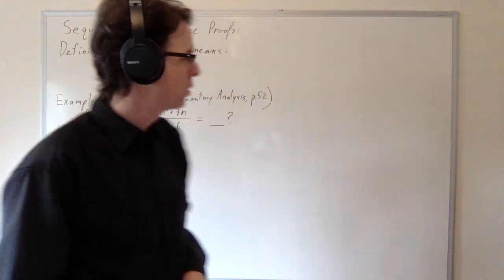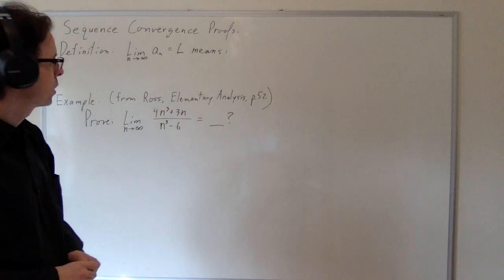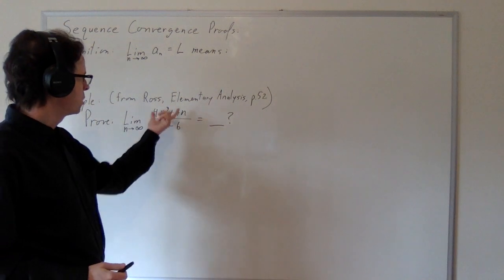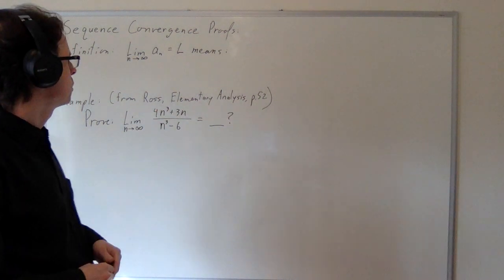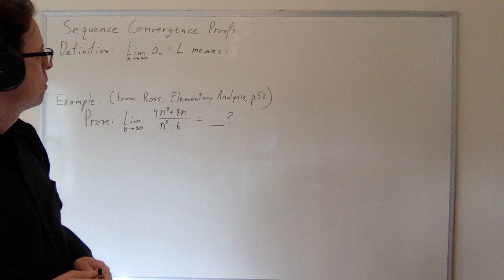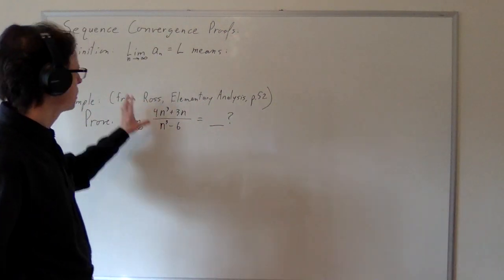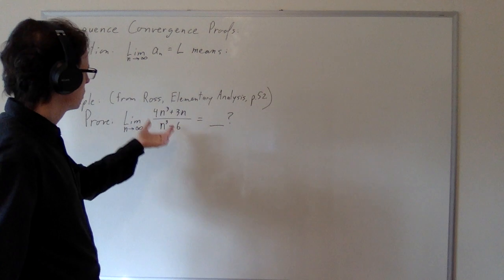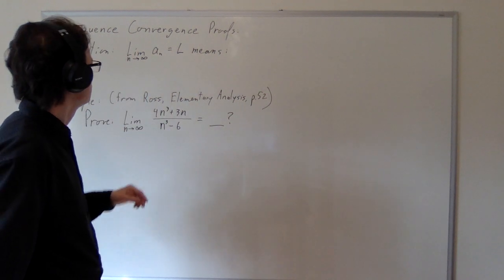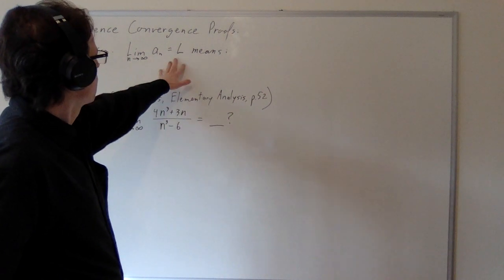How do we prove that a sequence converges to a given value? Today we're going to do a sequence convergence proof for this example, which appears in Ross's Elementary Analysis. We need to work from the definition of sequence convergence. There are other tricks, but this is a lecture about how we use the definition to get this job done. So we're going to work from this definition.